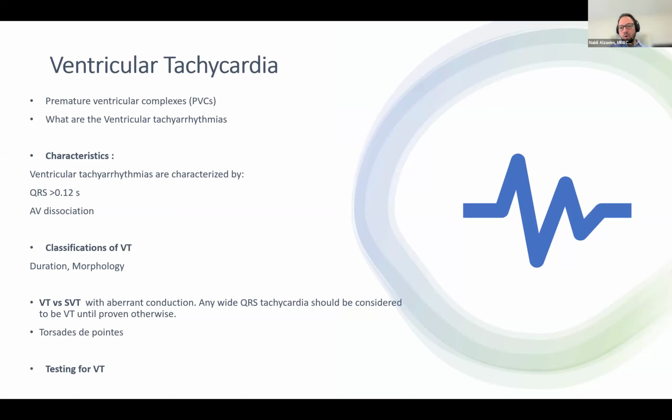Torsades de pointes, or torsades, is a specific form of polymorphic VTAC associated with a long QT interval. Typically it terminates spontaneously, but multiple successive episodes may result in syncope or ventricular fibrillation.